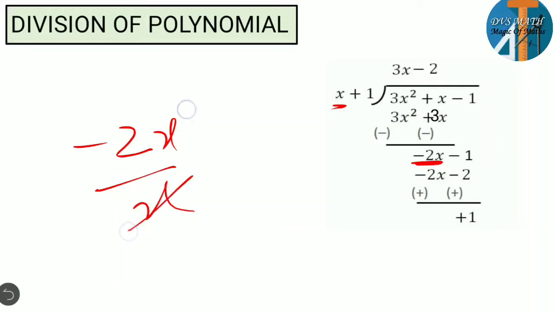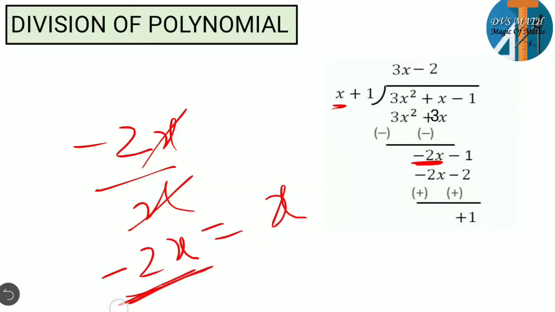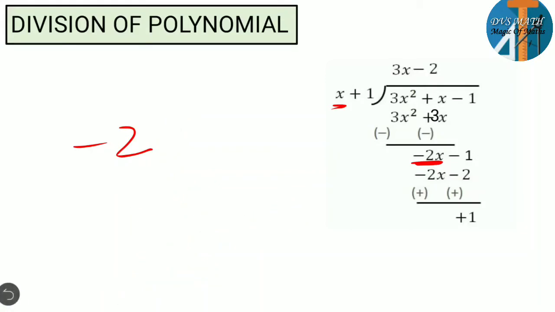So what gets canceled? How much do you have to multiply? Minus 2. You can also observe here, you have minus 2x, but you have x. You have to get minus 2x. So what do you have to multiply by? Minus 2. So now here we are doing the same thing. That means here you are multiplying by minus 2. Minus 2 into x, minus 2x.